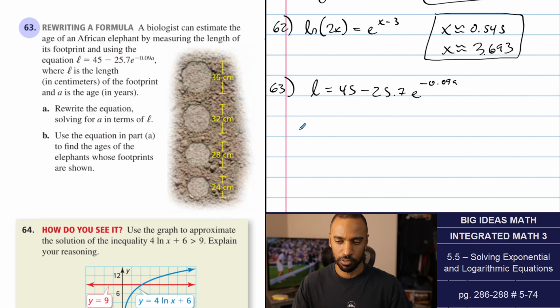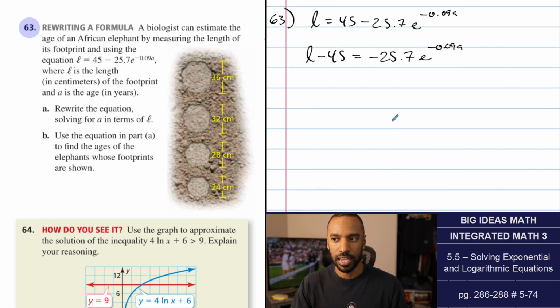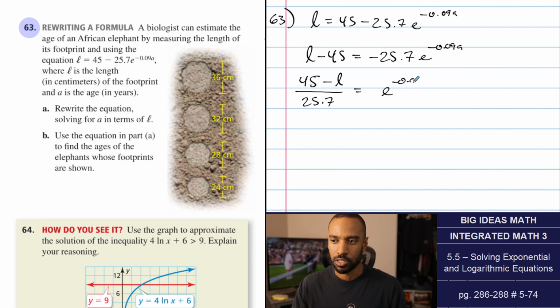I have to first subtract 45 from both sides. Divide both sides by negative 25.7. Now, as a personal note, I do not like negative denominators. So I'm going to distribute the negative to the top, make the 45 positive, the L negative, and have 25.7 on bottom. Clearly nothing will also simplify in that way. So that's a personal thing. I'm going to now natural log both sides, getting rid of that e completely. The LN and the L are completely unrelated L's. Keep that in mind.